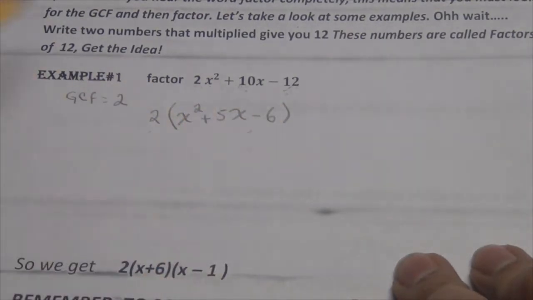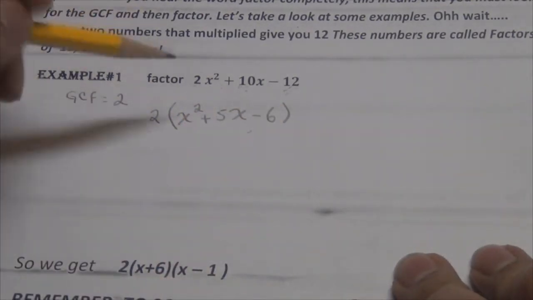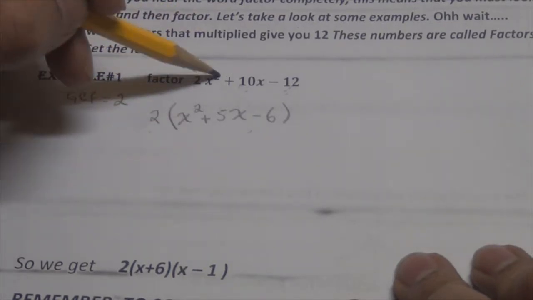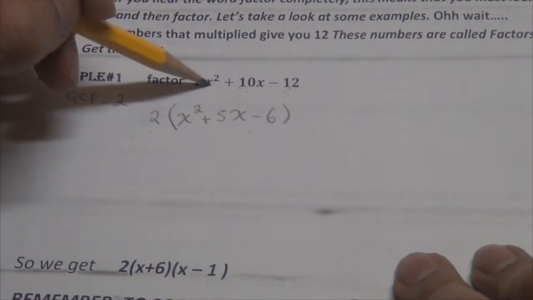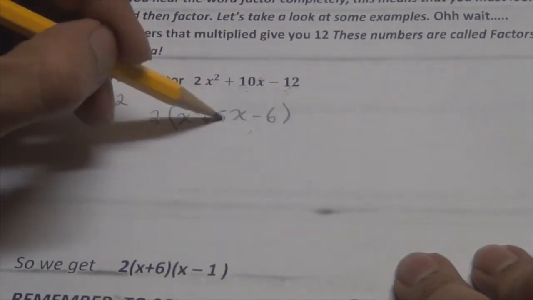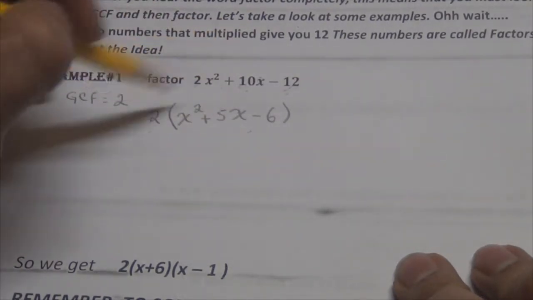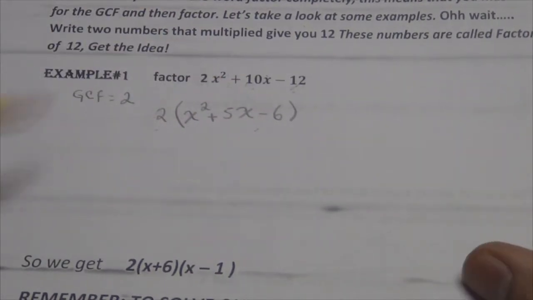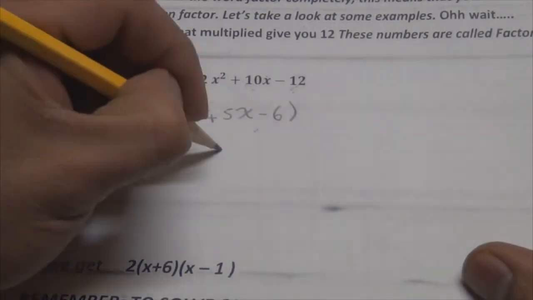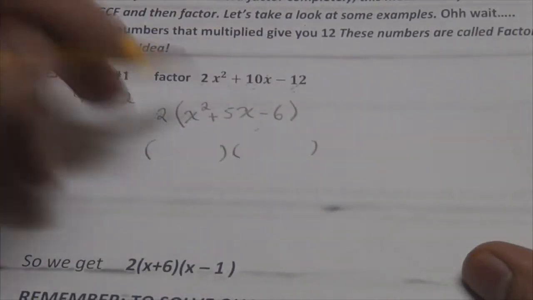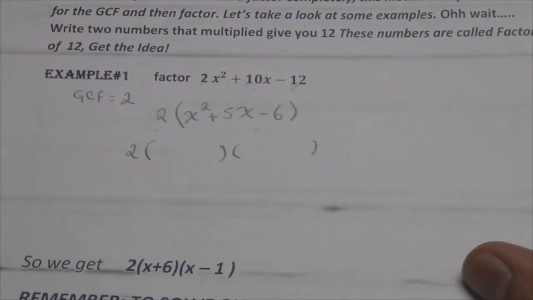Another way of doing it is the following. You could say, 2 multiplied by what gives you 2x squared? Well, 2 times x squared gives you 2x squared. 2 times what will give you 10x? Well, 2 times 5x. 2 times what will give you 12? 2 times 6. That's how it goes. Then you proceed to open the little parentheses, making sure that the 2, you always bring it down on the outside.